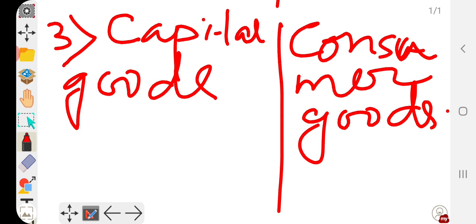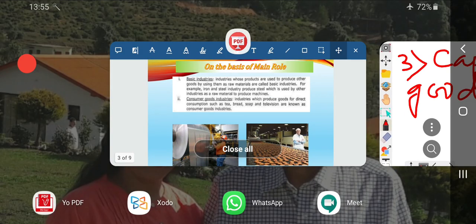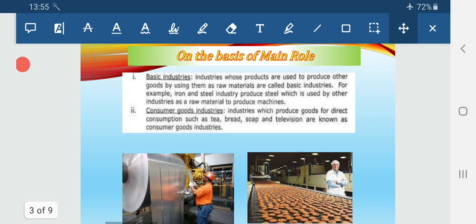But when we are using toothpaste, when we are having biscuits, when we are having textile, meaning garments, these are considered consumer goods. We directly consume them. There is no via media for their utilization. So these are the differences between the main classification, that is basic industries and the consumer industry.